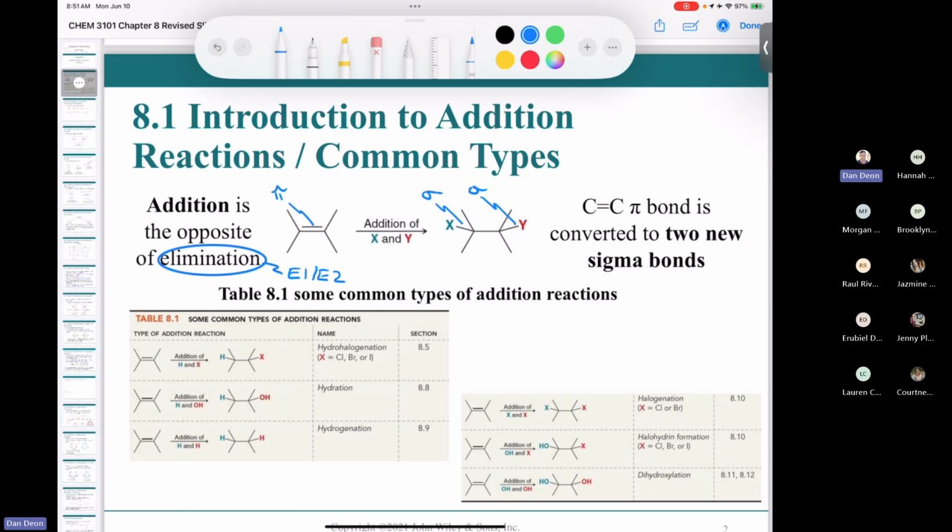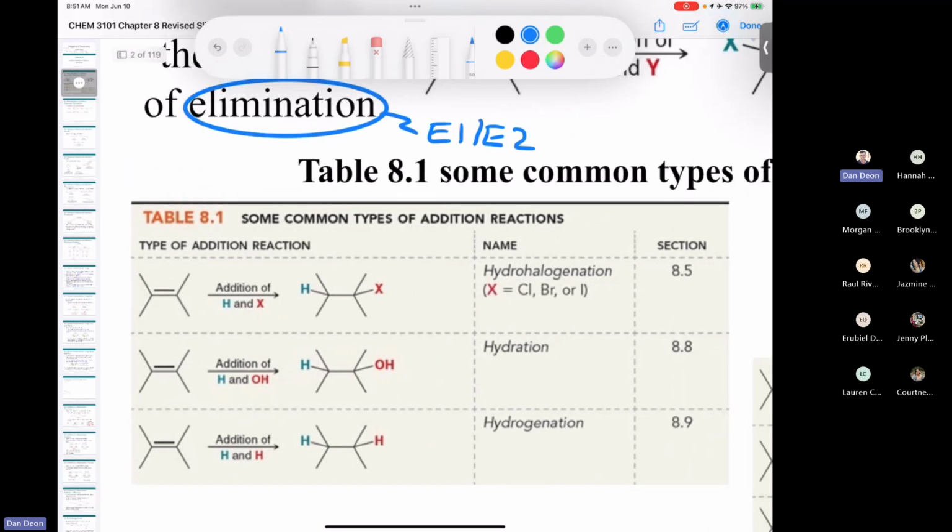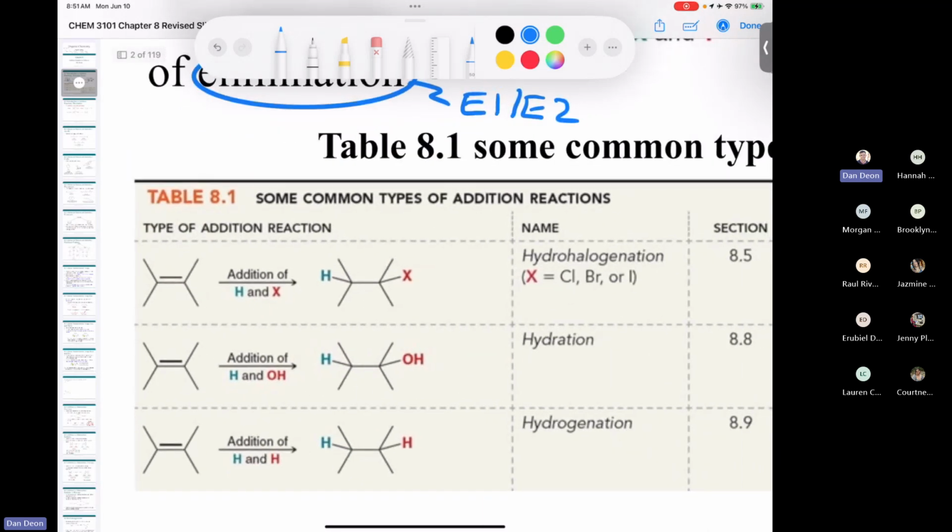Now, there's a whole host of different types of addition reactions. I'll walk through them with you. In section 8.5, we're going to cover what's called a hydrohalogenation. This is where we add a hydrogen and either chlorine, bromine, or iodine across our double bond. And I'll teach you about Markovnikov versus anti-Markovnikov addition.